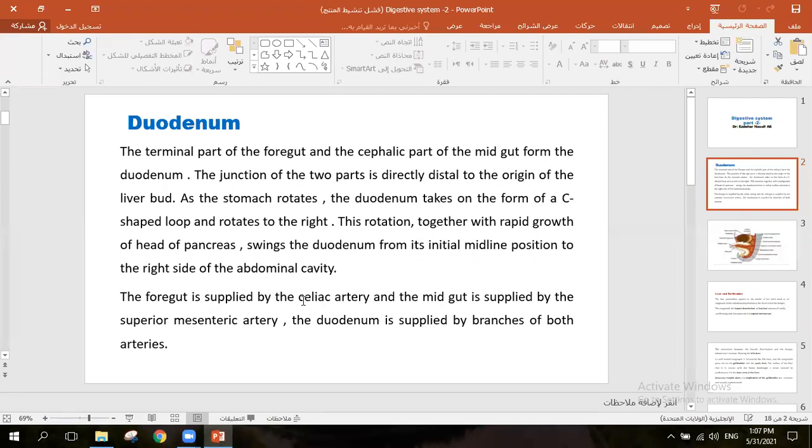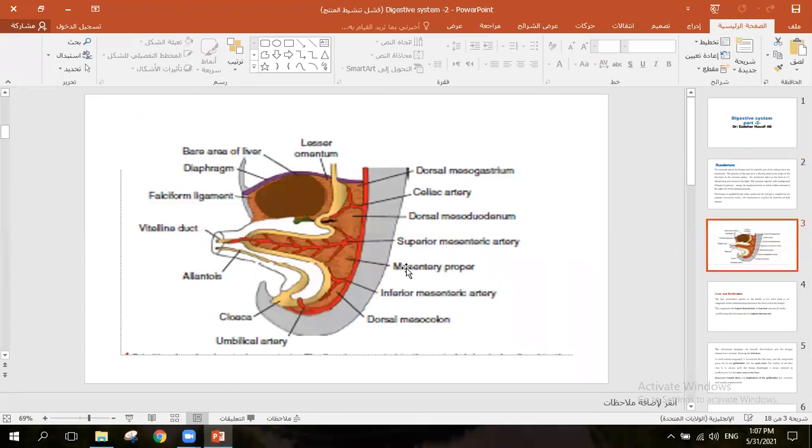Foregut will be supplied by celiac artery. Midgut will be supplied by the superior mesenteric artery. While the duodenum will be supplied by the branches of both arteries.